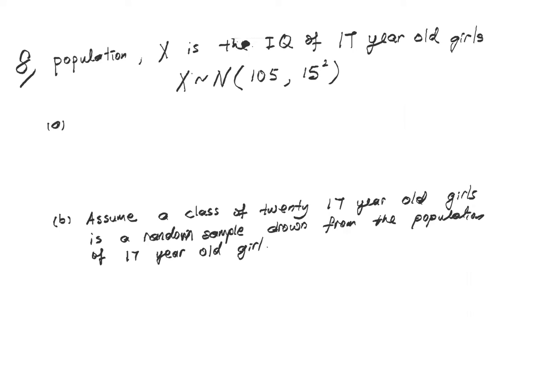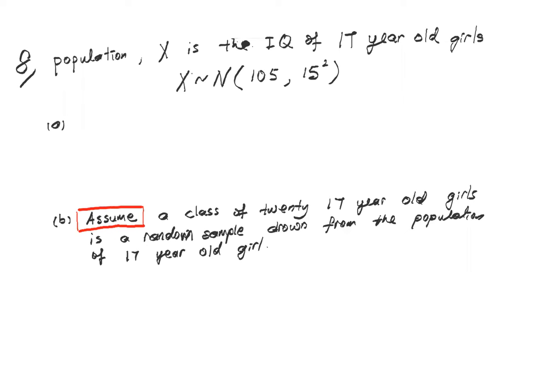So I have to make an assumption that a class of 17 years old girls is a random sample. For example, I take a class of 17 years old girls in our college. I can assume it's a random sample because all of them come from different parts of Malaysia. So this is the assumption that I make. In this question, they also make that assumption, because if not, it won't be random.